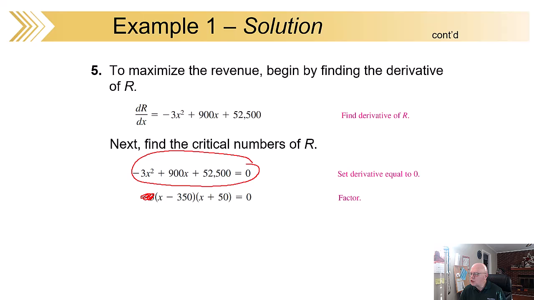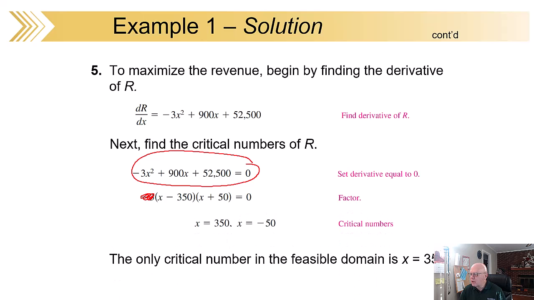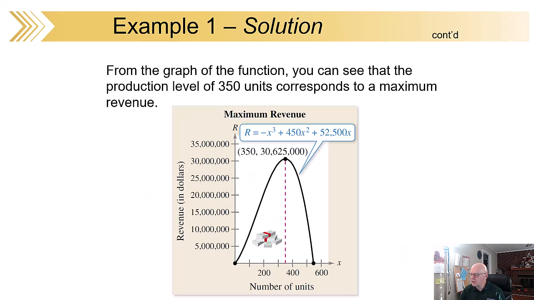That gives us two solutions to this equation: 350 and -50. But -50 isn't in the feasible domain. Throw that out. So this is our only critical number. Here again is the function. You can see the 350 is at the maximum for the revenue.